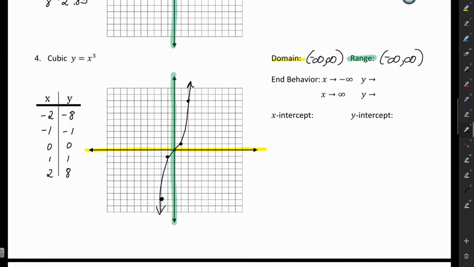Okay, the end behavior. So as we go left, which way is the graph pointing? Right, the graph is pointing down. As we go right, the graph is pointing up. So as we go left, make a note here, the graph is pointing down, so we would say that y is approaching negative infinity. As we go to the right, the graph is pointing up, so we would say y is approaching positive infinity. And again, our favorite question for parent functions, the x and y intercepts are 0, 0.